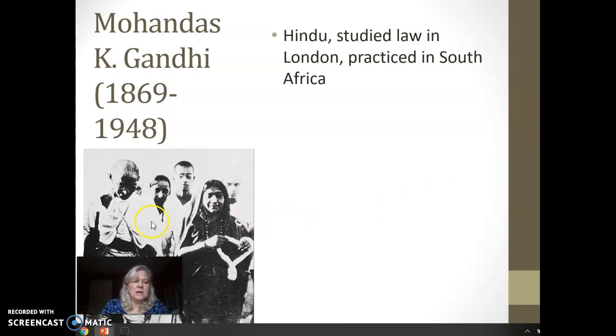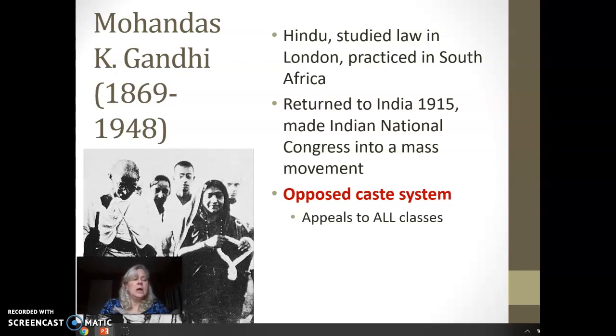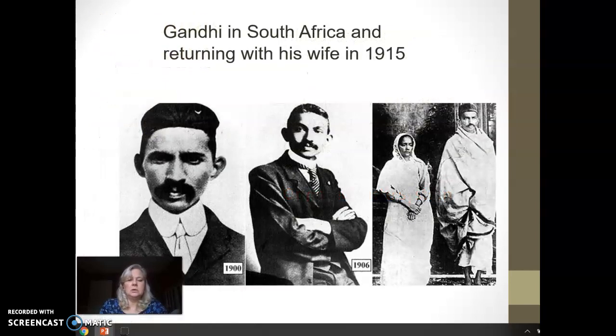And now you see him here as he's come back to India, he and his wife. Now, his wife happened to come from an upper caste family, and Mohandas Gandhi had taken on the persona of someone from a lower caste. When he returned to India in 1915, he made the Indian National Congress a mass movement. He really hoped that this movement would unite all Indians. He was very much what's called a communalist. He really believed that Indians of Muslim and Hindu religious systems could work together. He opposed the caste system, and his message appealed to all castes, but as you can imagine, particularly to those in the lower castes.